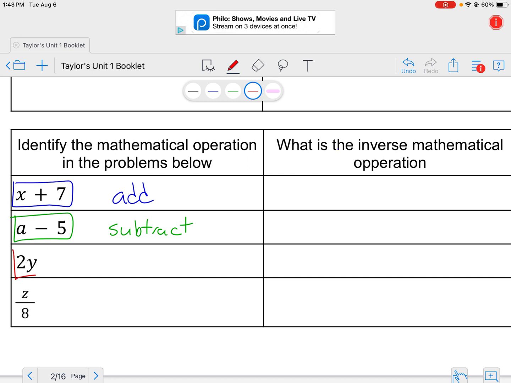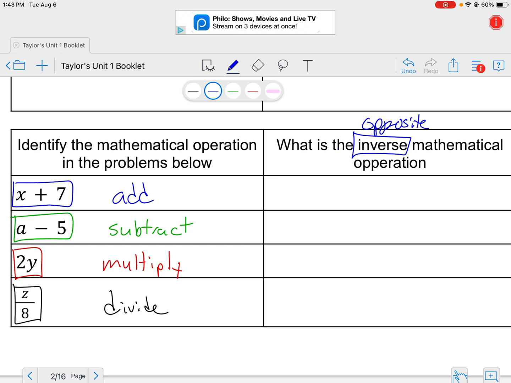In our next one, we have 2y. Anytime I have a letter next to a number, that means multiply. And then finally, we have z over 8, and sometimes we say it is z divided by 8, so this means divide. So when we're solving equations, we need to know the inverse or the opposite.